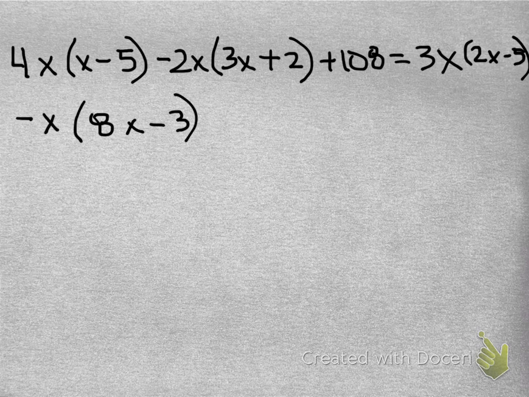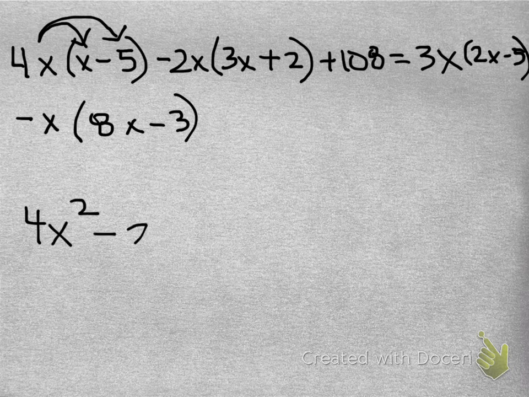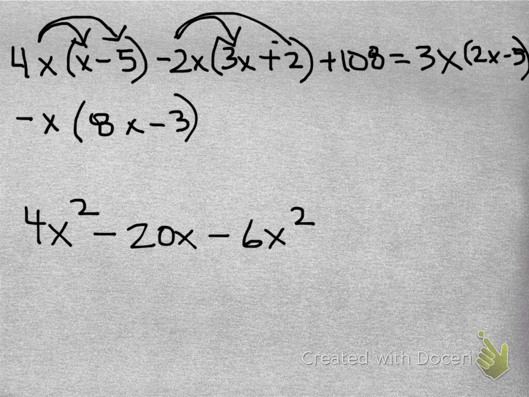And I've saved the hardest for last. This on the quiz is asking you to solve the equation for x, so we're going to need to do a lot of simplifying first, which starts with distributive property. So starting with the beginning, we have 4x times x and 4x times 5. So that's 4x squared minus 20x. And then we continue, negative 2x times 3x, negative 6x squared. Negative 2x times 2 is negative 4x plus 108.